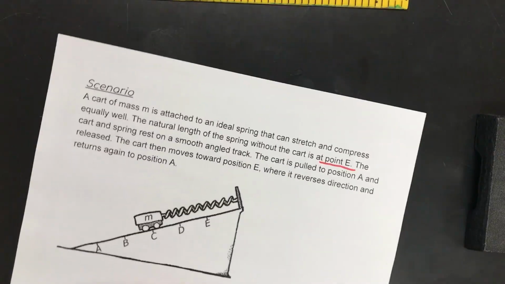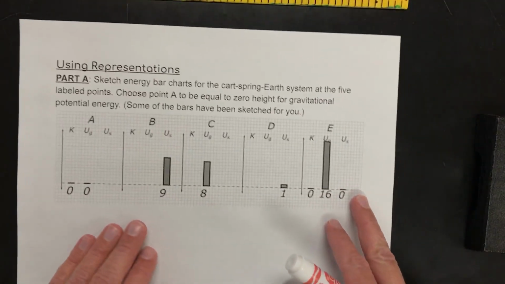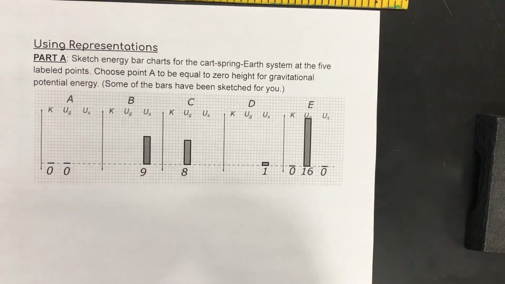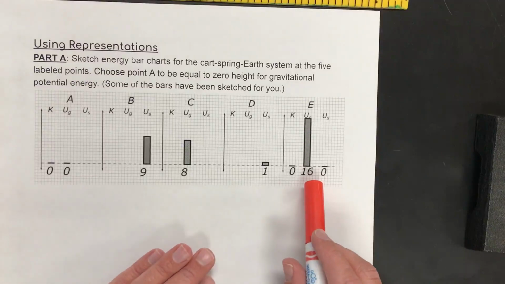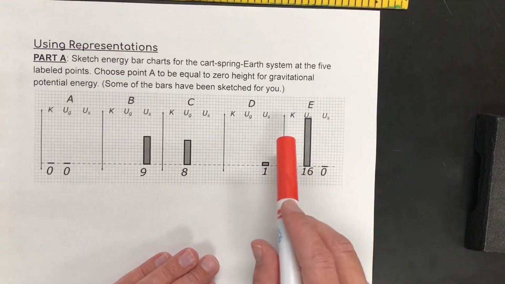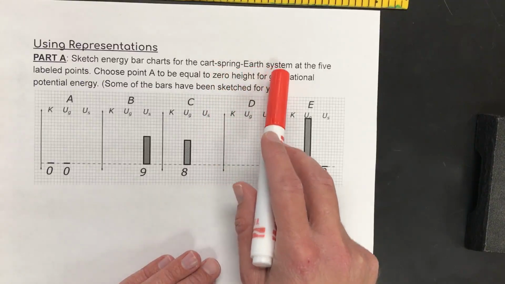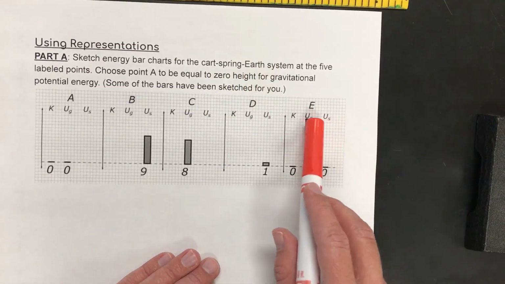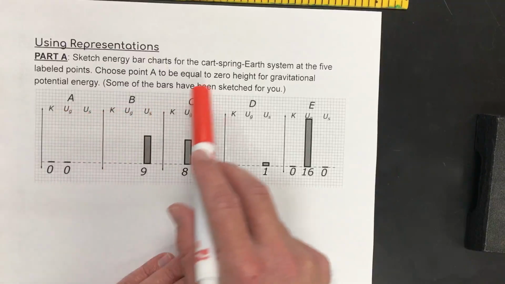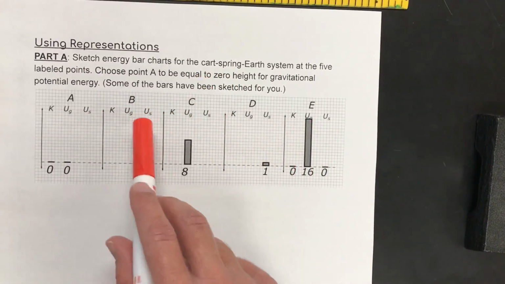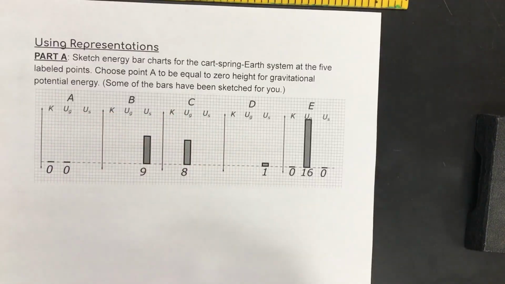So they're going to give us a chart here that they want us to fill out, and we've got to come up with the different amounts of energy in each case. Notice over here, let's focus on this first. They say to sketch the energy bar charts for the cart, spring, Earth system. When we include Earth, remember we can talk about gravitational potential energy. The spring is what allows us to talk about spring energy here. And then the cart is going to contain kinetic energy when it's moving.